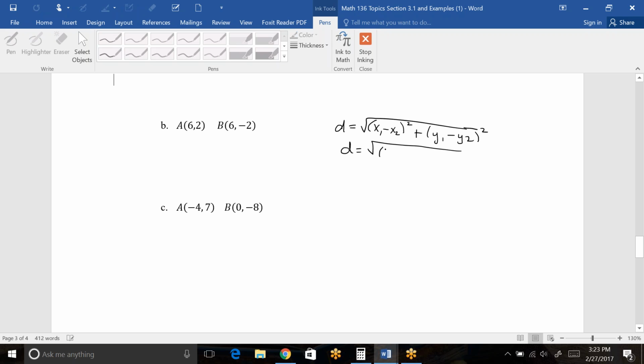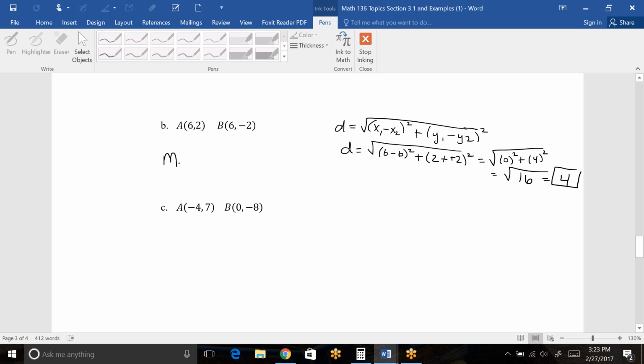So this would be the square root of 6 minus 6 squared plus 2 minus negative 2 squared. So that's going to change to plus plus. Square root of, let's see, this would be 0 squared plus 4 squared. And that gives me 0 plus 16, which is 16. So square root of 16 is 4. So this one actually comes out to a nice number. That doesn't usually happen, but sometimes it does.